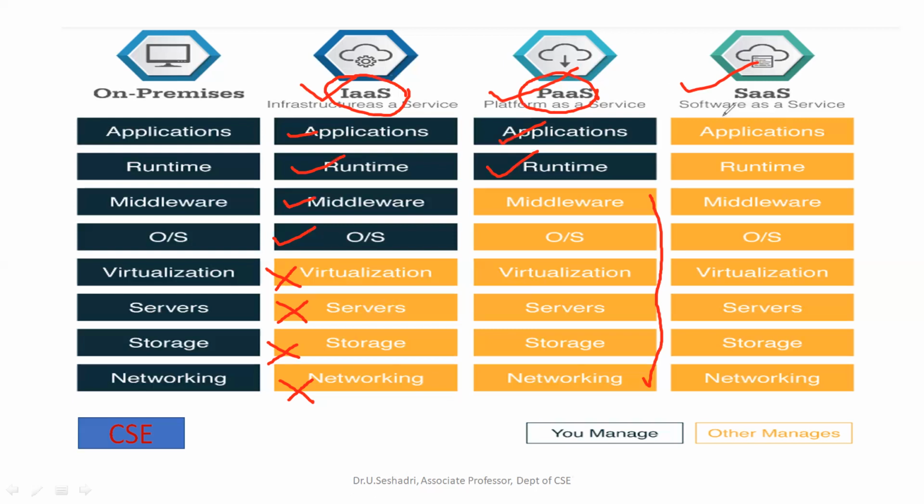If you are using software as a service, everything is taken care of by the providers. Only we have to use the applications, for example, the ERP system. That is, some others are providing, you are using the applications. You no need to maintain the networking, storage, servers, virtualization, operating system, runtime, middleware, applications. Only the software as an application. Everything can be managed by the providers.